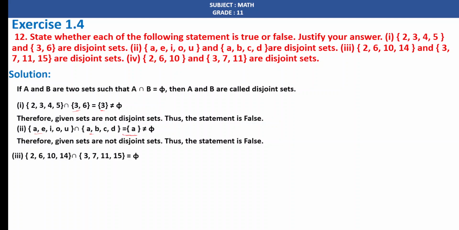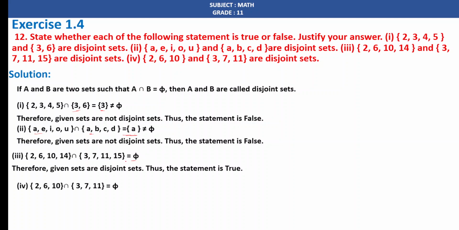Third one, 2, 6, 10, 14 intersection with 3, 7, 11, 15. No element is common, therefore this is an empty set. Therefore, the given sets are disjoint sets. Thus, the statement is true. Fourth one, 2, 6, 10 intersection with 3, 7, 11. No element is common here. So, the intersection is an empty set. Therefore, the given sets are disjoint sets. Thus, the statement is true.